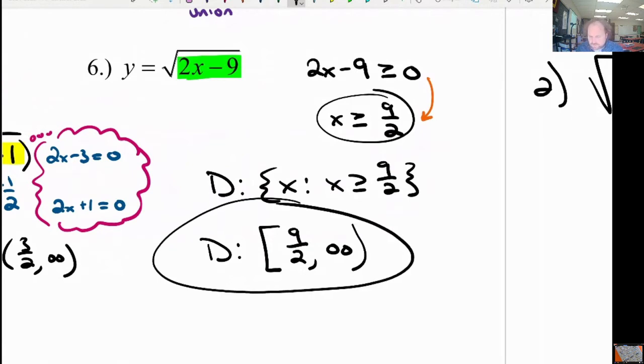This is the way we usually write this in AP Calculus. That includes 9 over 2, because 9 over 2 does work. It gives you 0. So there you go.